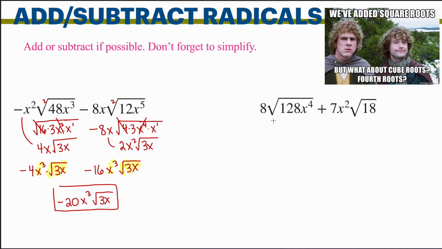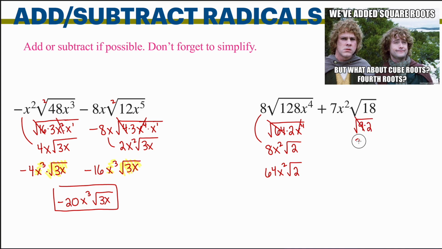Next, 128 can be broken into 64 times 2, and then you have an x to the fourth. So now the square root of 64 is 8, and x to the fourth becomes an x squared, and the only thing I'm left with is a 2. This 8 times 8 I can bring together, multiply, you always multiply, and you get 64, x squared square root of 2. Next, 18. 18 is 9 times 2.